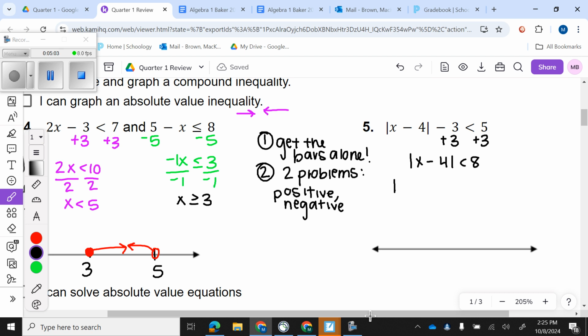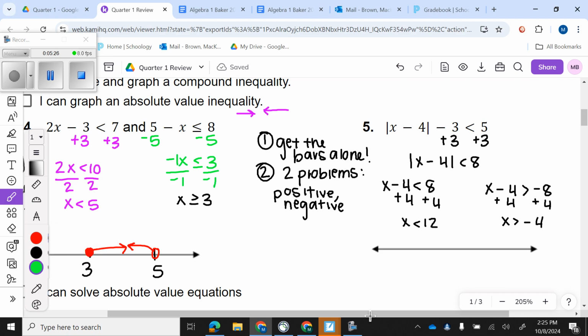So I'm going to have x minus 4 is less than 8. And then we have x minus 4 is greater than negative 8. Then we're just going to solve both of these. Add 4 to both sides: x is less than 12. Add 4 here: x is greater than negative 4.